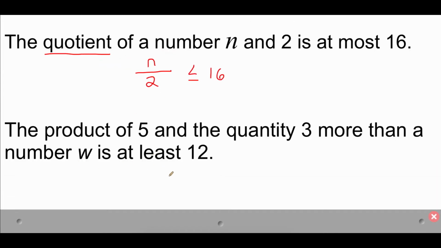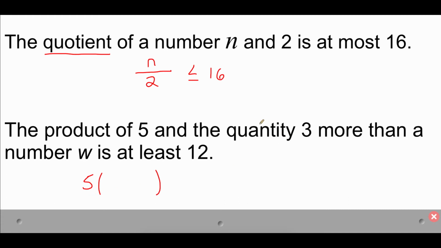Now this next example has a lot going on. So we've got the product of 5 and the quantity 3 more than a number w is at least 12. So the first thing I see is we've got a product, which means we're going to be doing some multiplying. And I'm supposed to take 5 times some quantity. So what that quantity means, remember, that means we've got a set of parentheses. And if we're multiplying this 5 times this set of parentheses, then we're just going to put that 5 on the outside. It's not necessary to put that multiplication dot in there because just writing these right next to each other means that we've got multiplication happening.